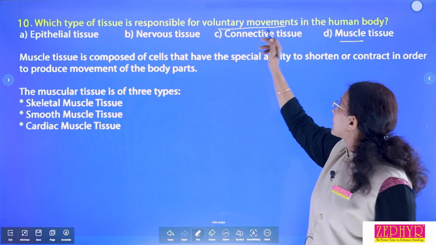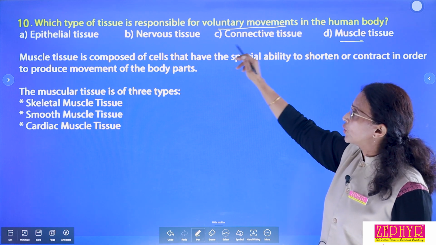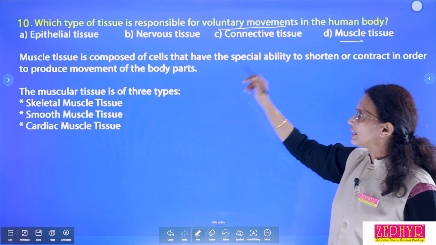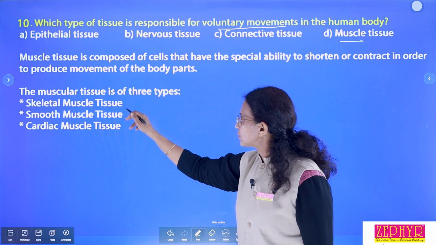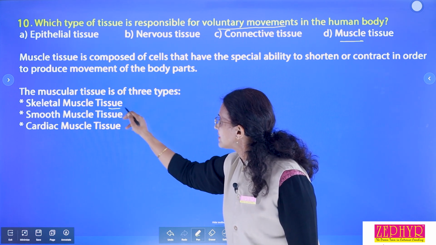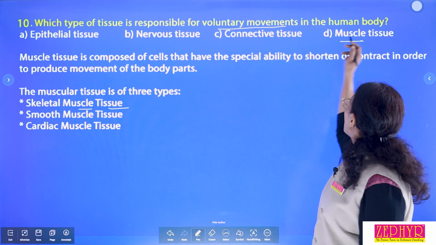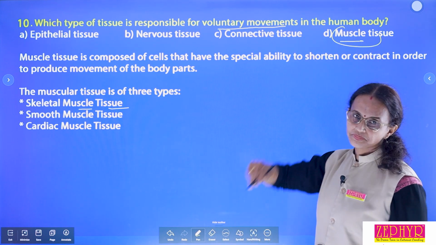Okay, here the correct option is muscular tissue. Which type of tissue is responsible for voluntary movement? Voluntary movement is by muscular tissue, and the correct answer is skeletal muscle. Skeletal muscle. Okay, here is the option.